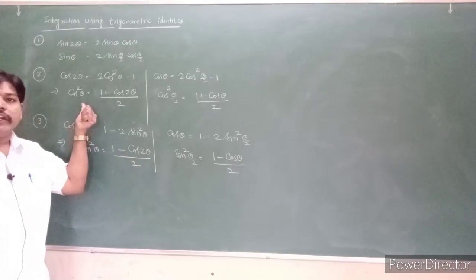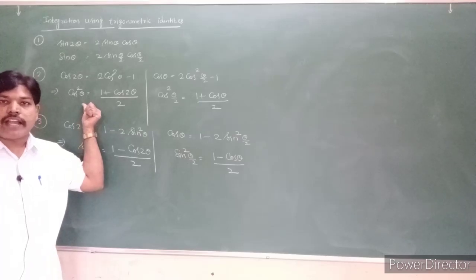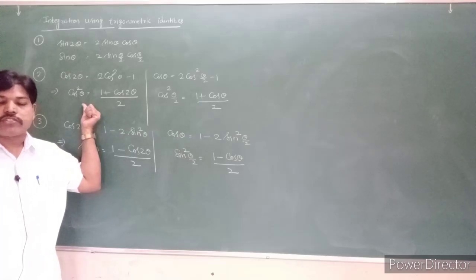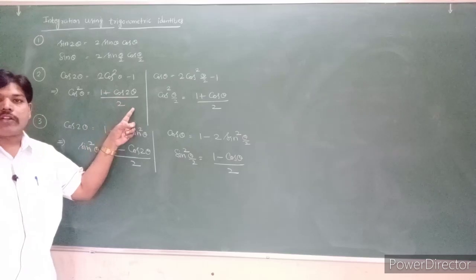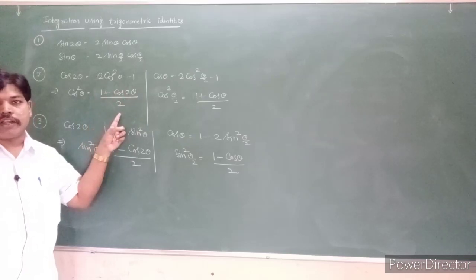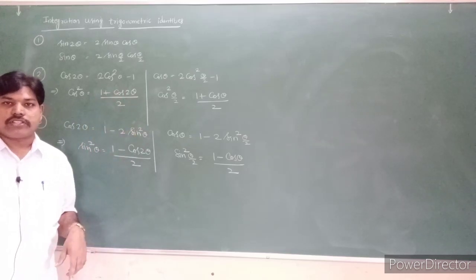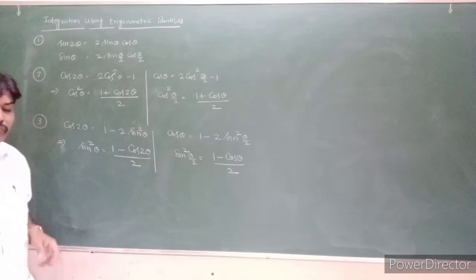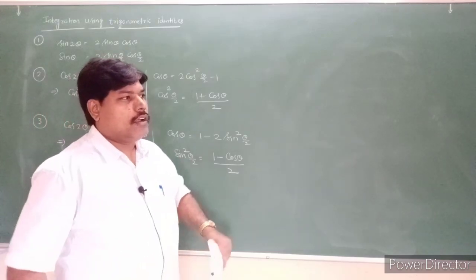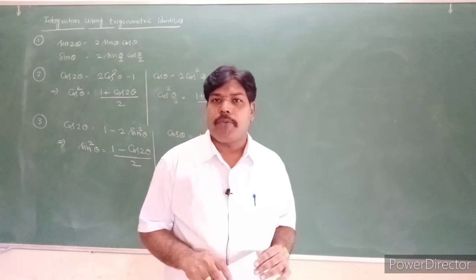So for example, if the integral of cos square x is given, you don't have the direct formula for the integral of cos square x. So what we have to do is convert it to 1 plus cos 2x by 2. Then only you can integrate the function. Do you understand that? And also some transformation formulas, very important formulas.